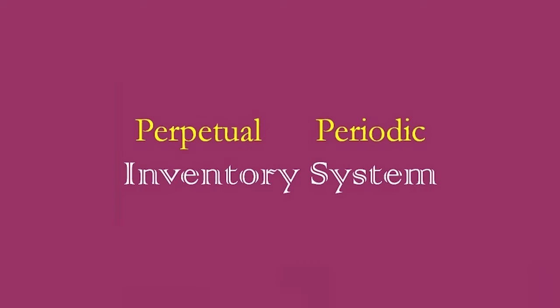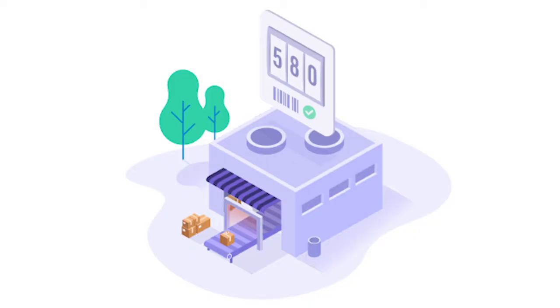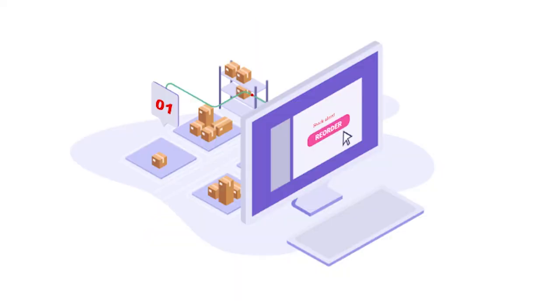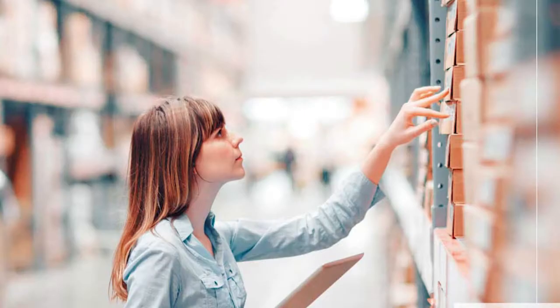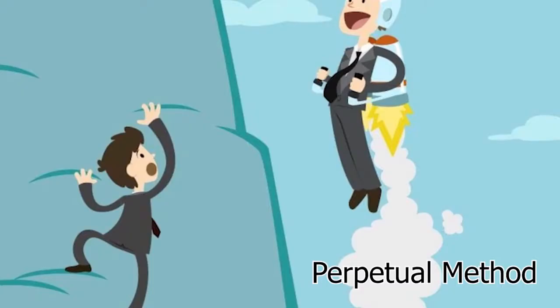Under GAAP, there are two primary methods of keeping track of inventory: the perpetual method and the periodic method. Any business that keeps real-time information on inventory level and that tracks inventory on an item-by-item basis is using the perpetual method. For example, retail locations that use barcode and point-of-sale scanners are utilizing the perpetual inventory method.